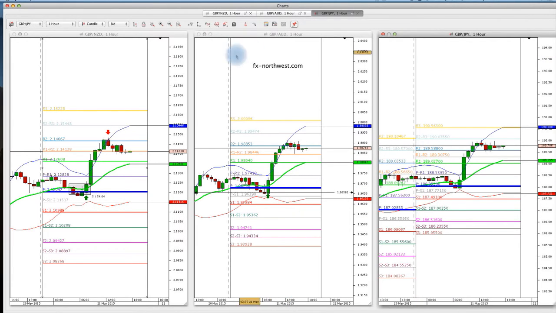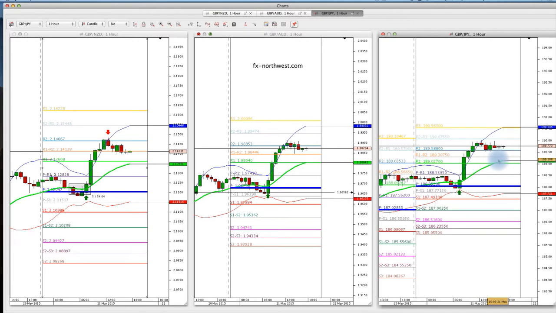And the last one was pound yen. And it's the same thing. This was a very easy trade. Price went up a lot higher than expected because we had news out of the UK that was positive.